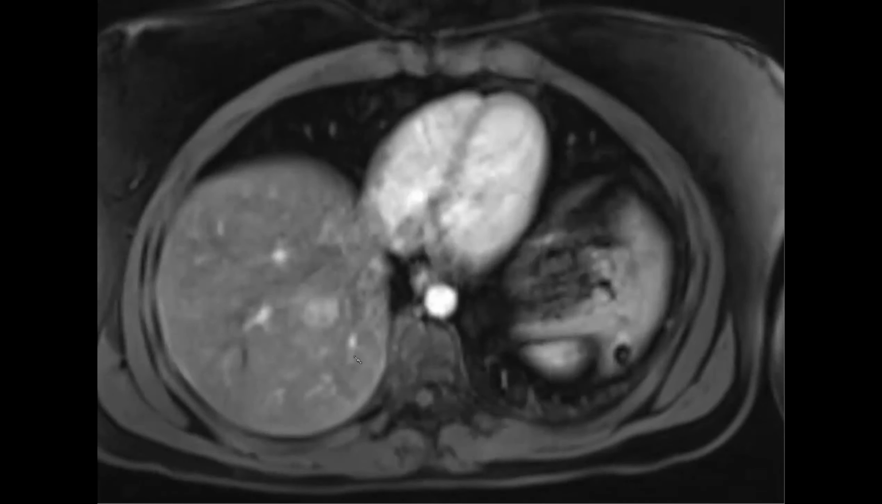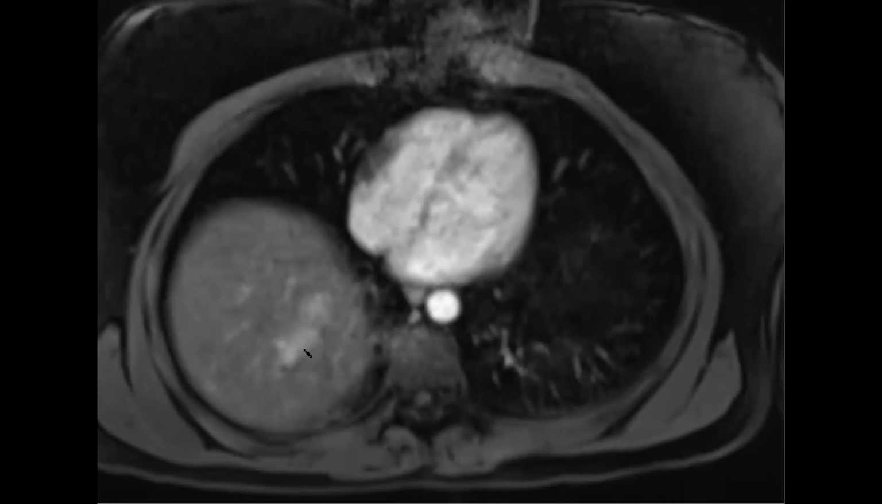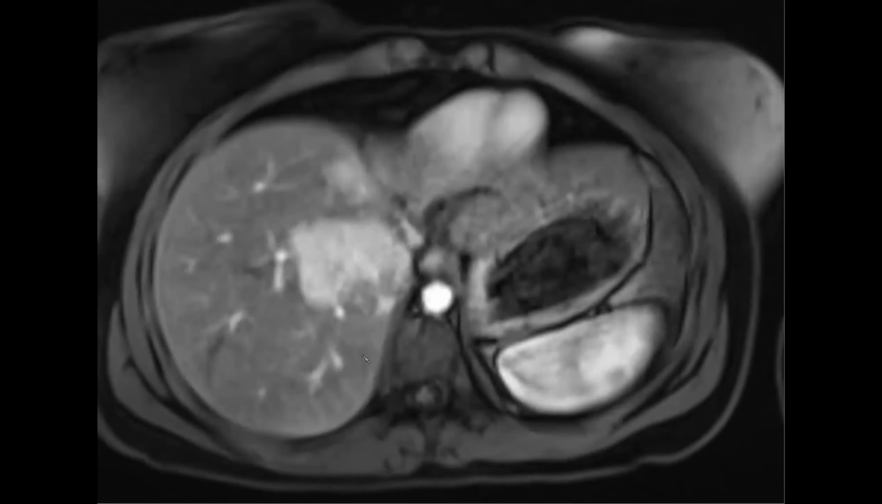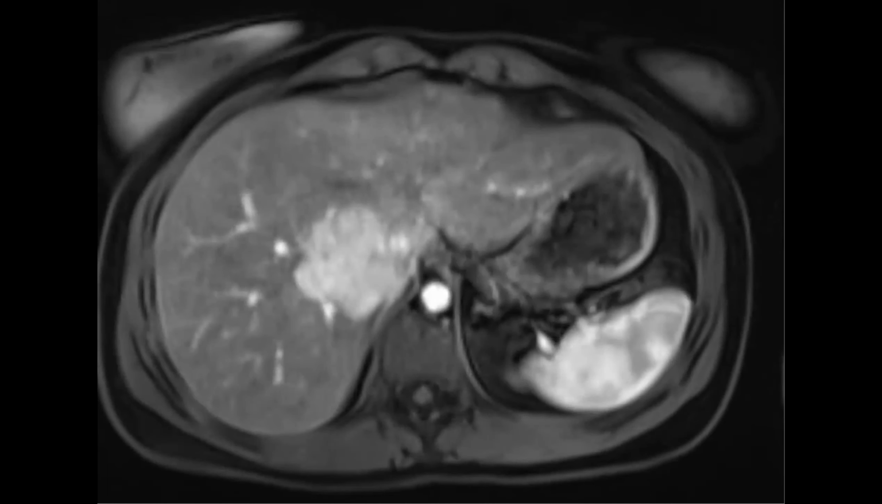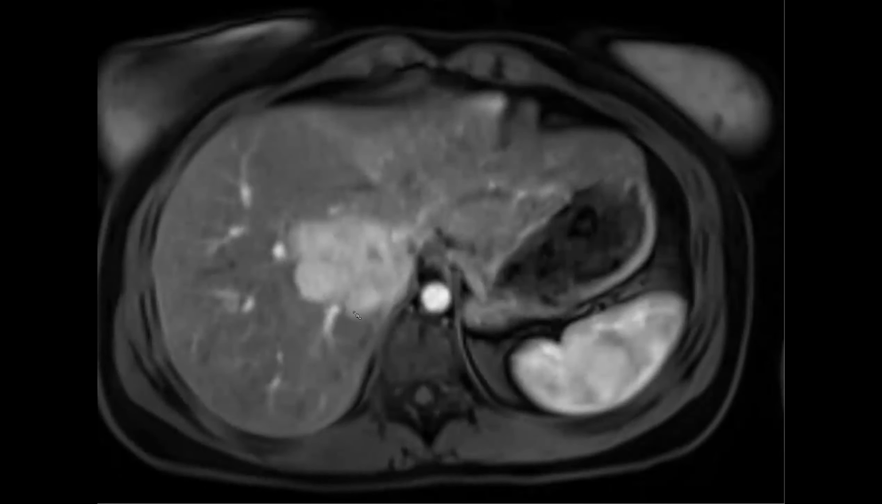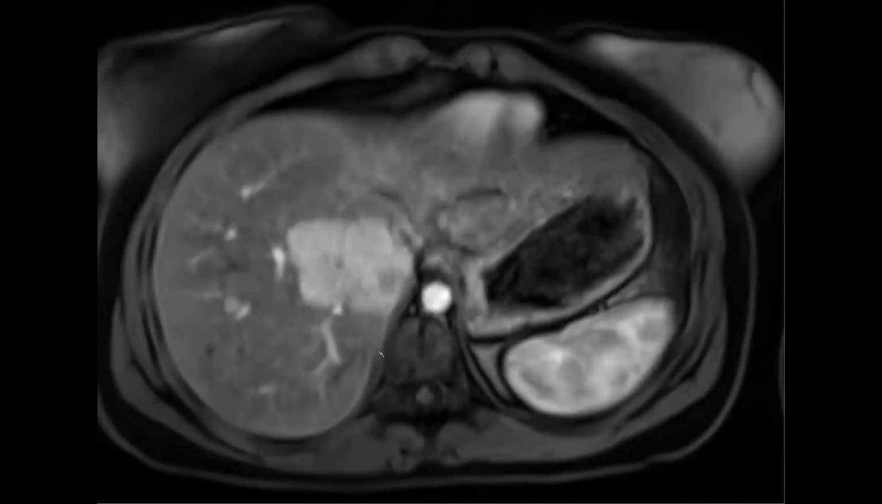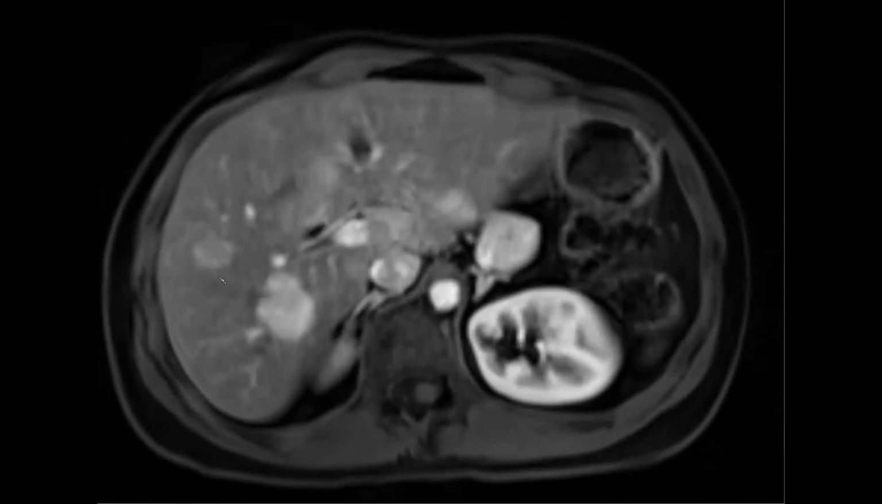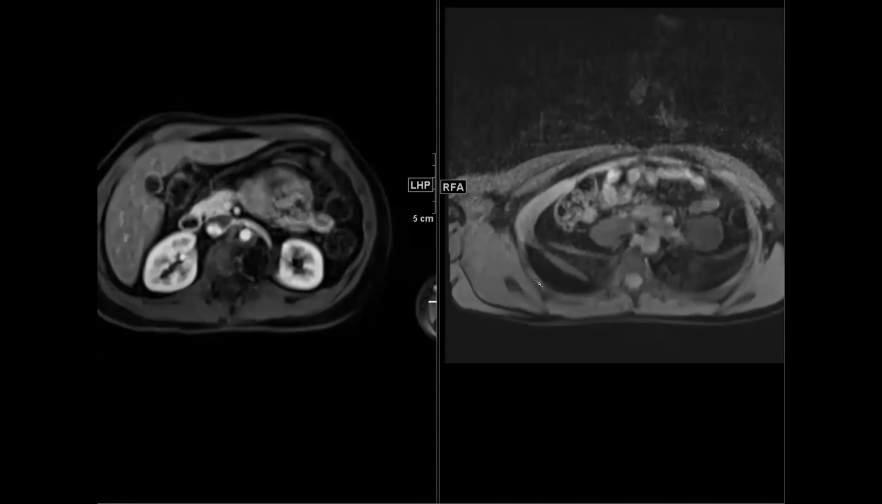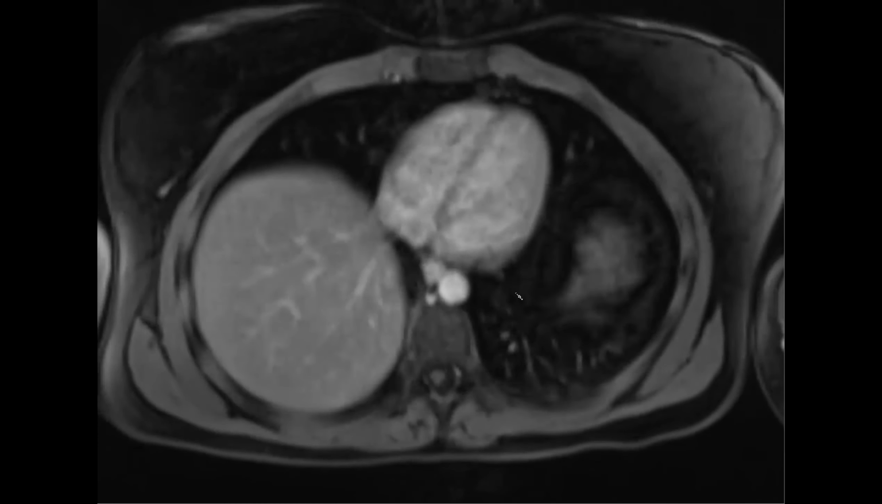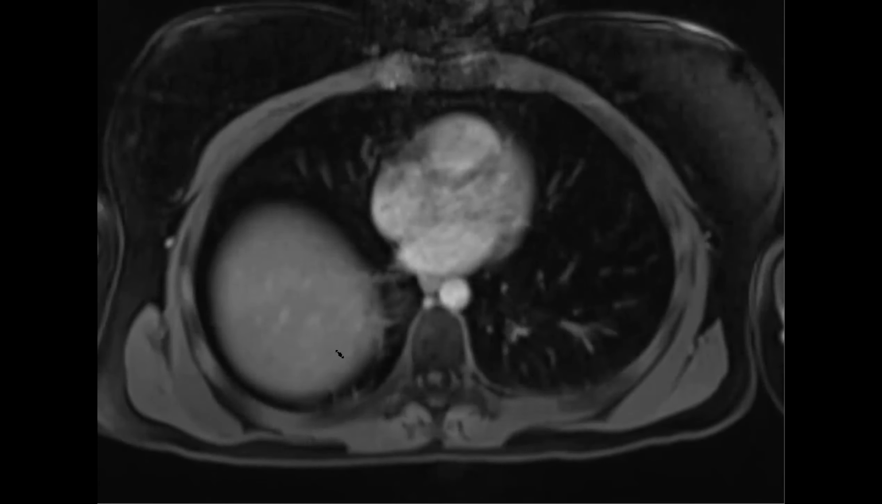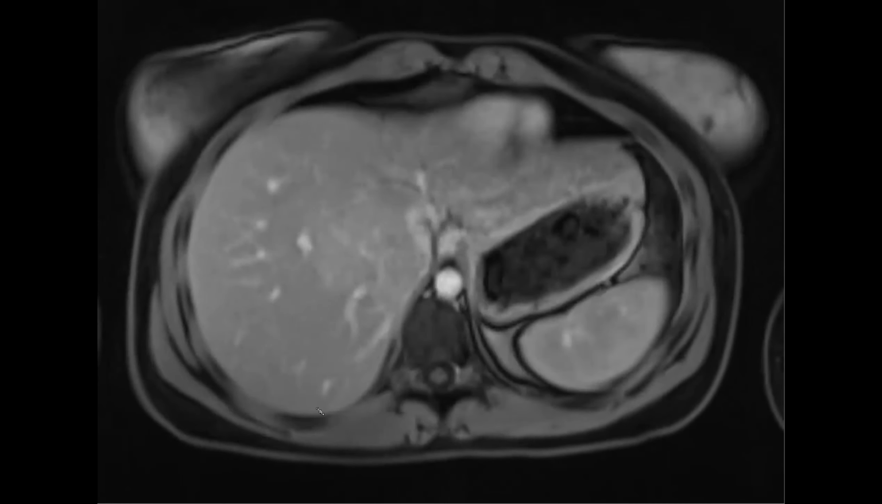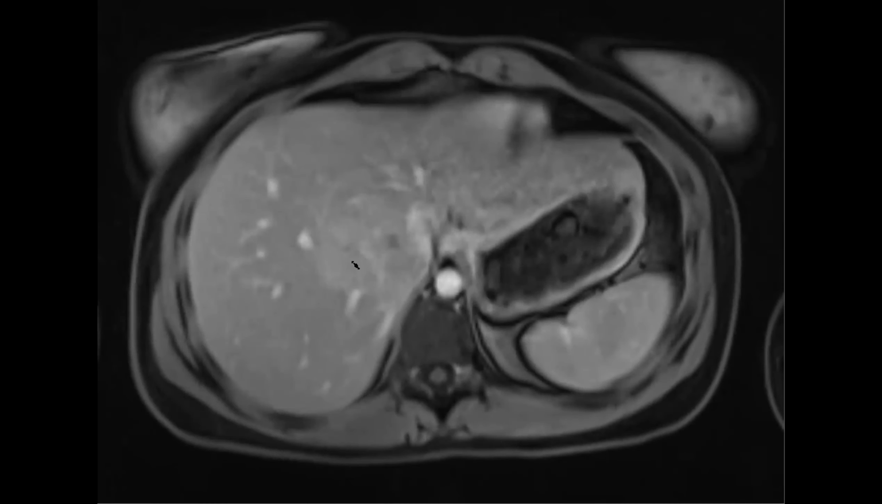This is the arterial phase. So we see these couple of lesions up here in the arterial phase. This one here. Another one here. A few more. And then this is the delayed phase. So you don't see those ones very well. You don't see this one very well.